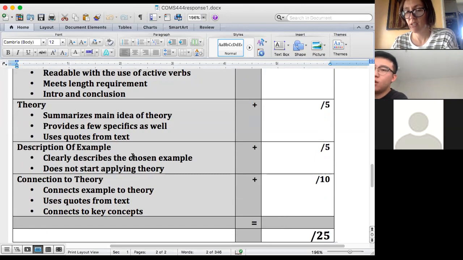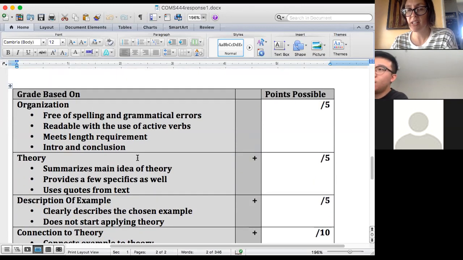Okay. And the point of this is I'm going to average whatever you give yourself and whatever I give you into your grade. So this is a little bit non-traditional, but it helps you have some agency in the grading process, and so that you can see how I'm grading as well. Okay.